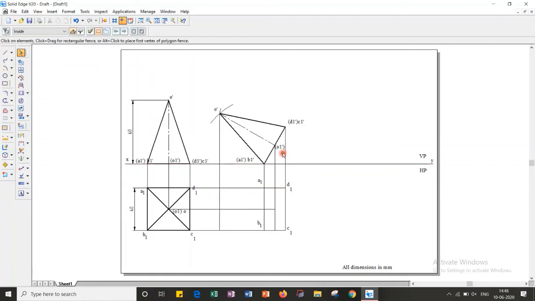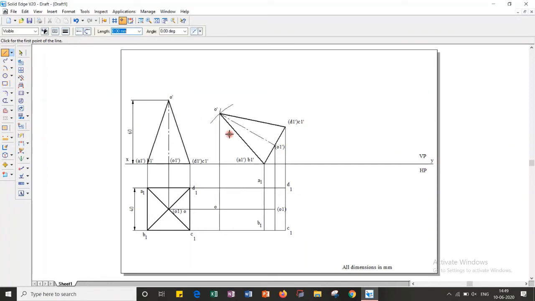Now remaining points are O1 and O. Vertical line from O, horizontal line from O, these two will intersect here. So this is point O and this is point O1. Connect all the points.